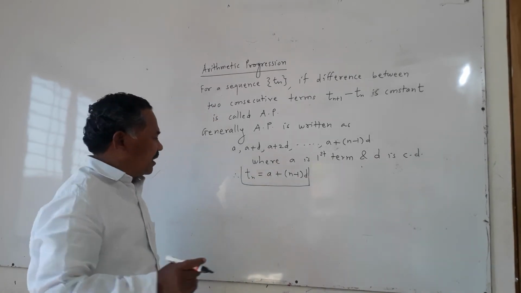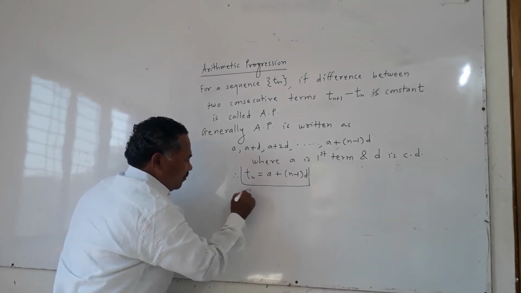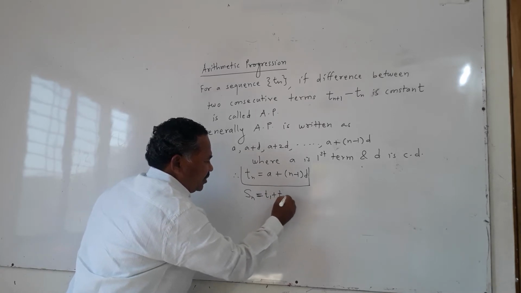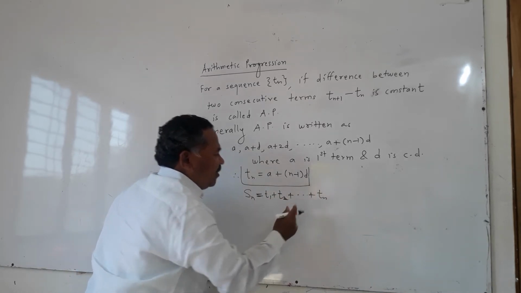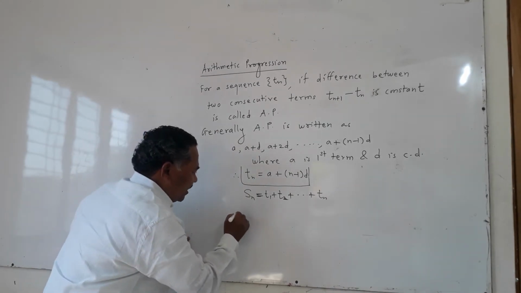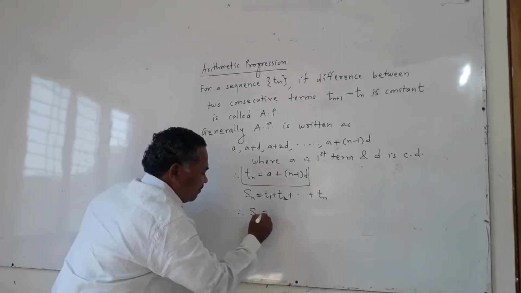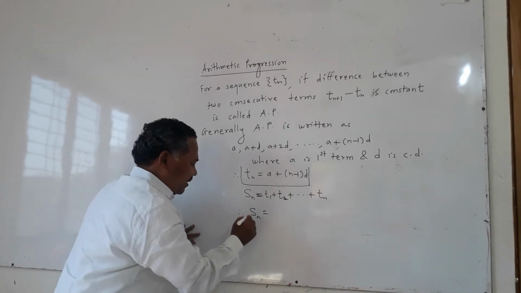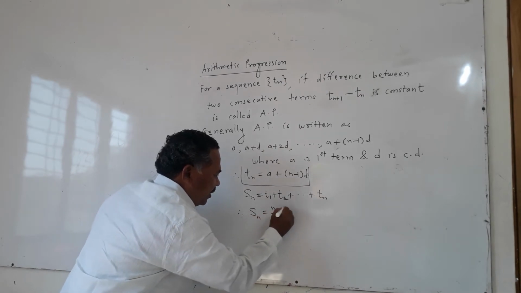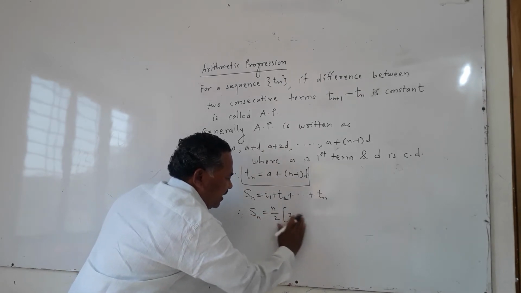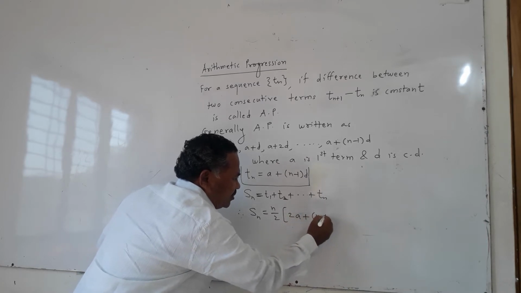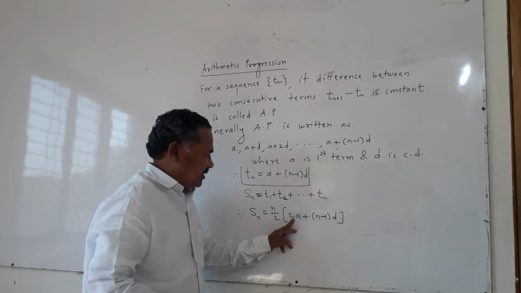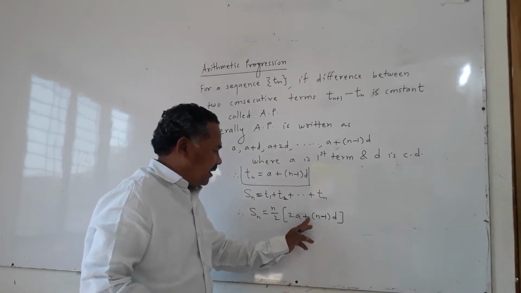As well as what you learned up to school level, that is Sn. You know Sn means the sum of first n terms, T1 plus T2 plus ... plus Tn. Remember, the formula for Sn we already learned: Sn equals n by 2 in bracket, twice a plus (n minus 1) into d.